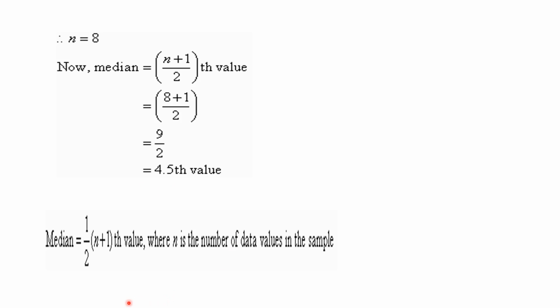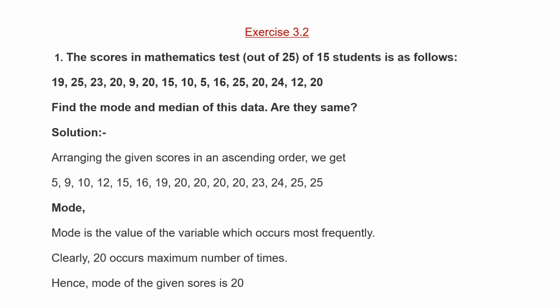Clear? So we can find out the median using the formula (n+1)/2. N is the number of observations, or the number of data values in the sample. Clear? Whichever method is convenient for you, you can use it to find the median. Based on mean, range, mode and median, we have exercise 3.2.